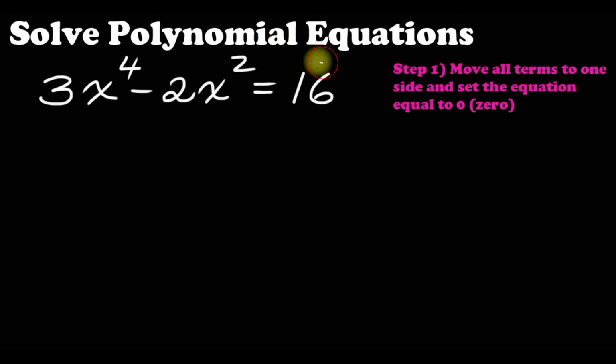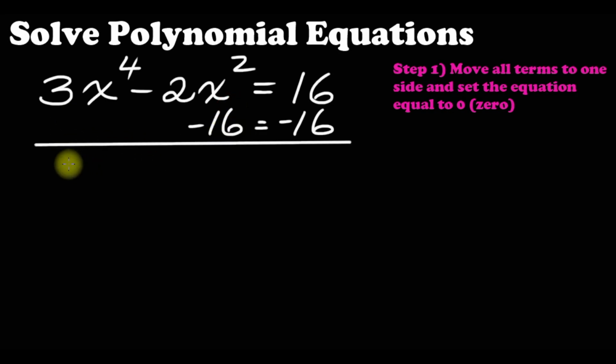So we do not have a 0 on this side, so we have to get rid of the 16 to make it come out to 0. We would have to minus 16. We do the opposite. So if you minus 16 to the right, you get a minus 16 to the left. So bring down 3x to the fourth.